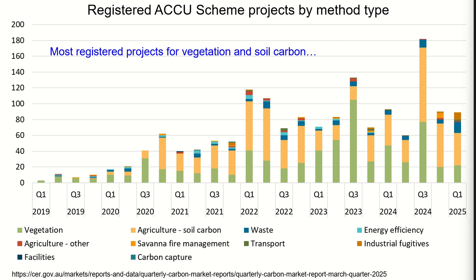In 2019, not really many projects registered, and since then we've seen a steady increase, mostly in vegetation-based projects in these green bars here, to a lesser extent soil carbon, particularly since 2020, which are these yellow bars here, and then there's a smattering of other projects as well, so waste and savanna fire management and transport and so on.